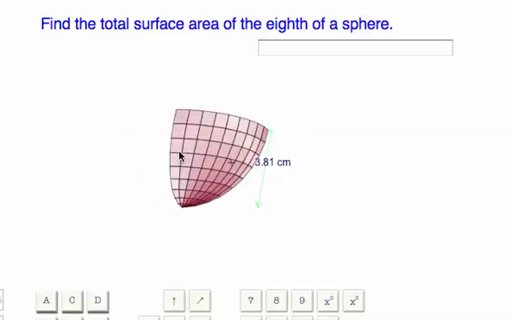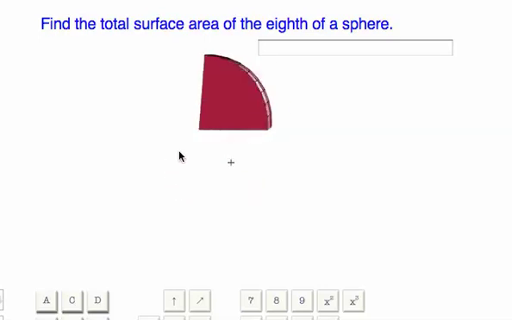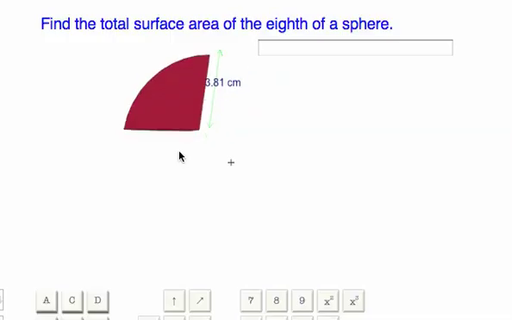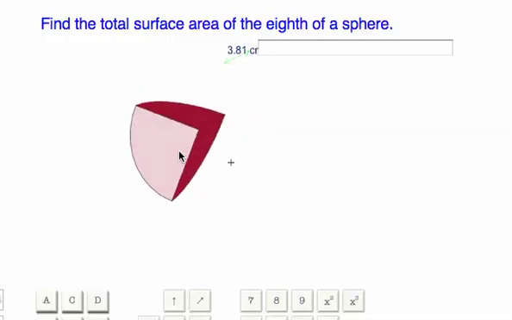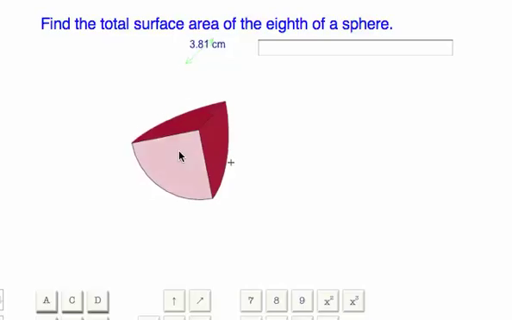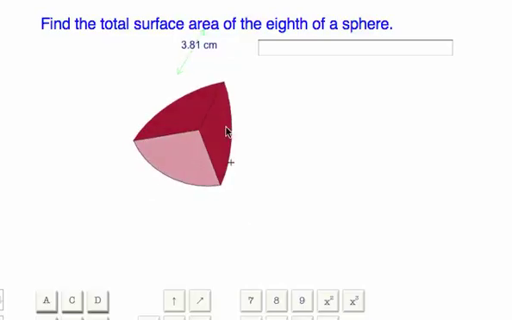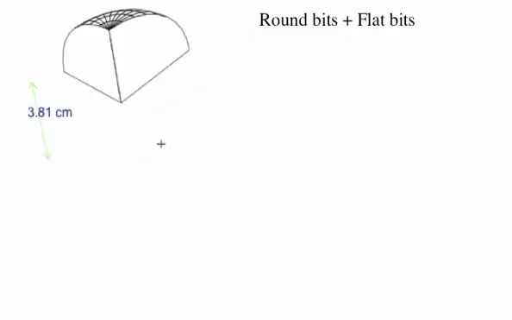Let me just rotate it this way. There are 3 of them, and we can see there's one, there's the other quarter, and the other one is way down here. There we go. I'm just going to rotate it so we can see all 3 at the same time. So 3/4 of a circle. That's the flat bits, and for the round bits, we just have 1/8 of the surface area of a sphere. So 1/8 of the total surface area of a sphere plus 3/4 of a circle.